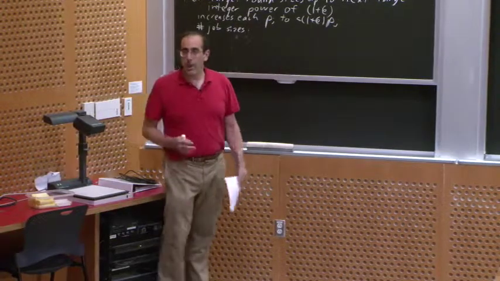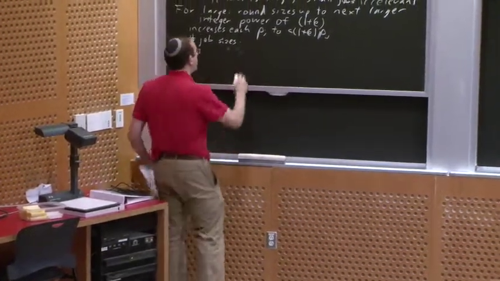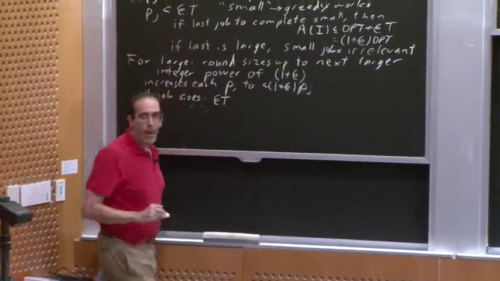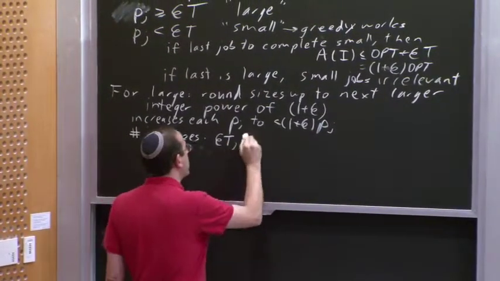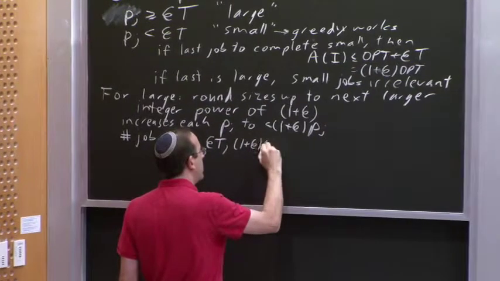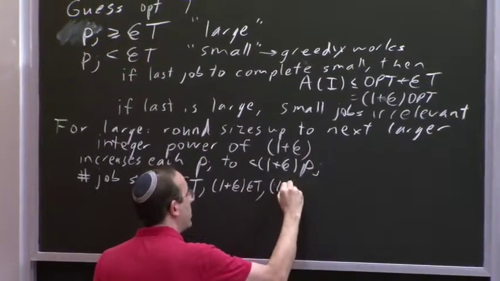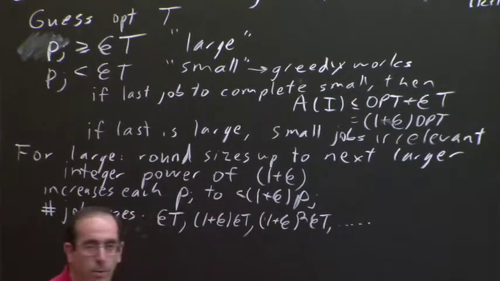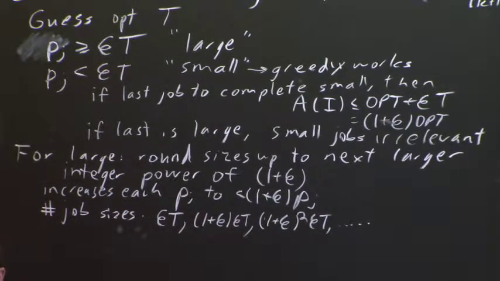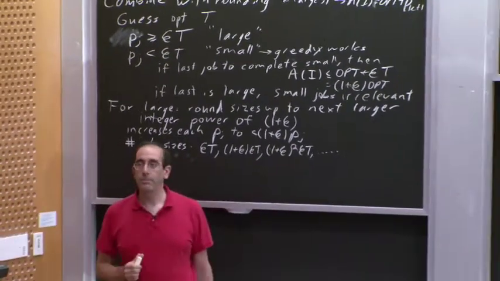What are the possible sizes? Let's suppose that epsilon t is in fact a power of 1 plus epsilon, right? What other sizes do I get? Well, I get 1 plus epsilon times epsilon t, right? I get 1 plus epsilon squared times epsilon t, right? How far do I keep going in terms of sizes that I may have to consider in this problem? What's the biggest size that's going to matter?